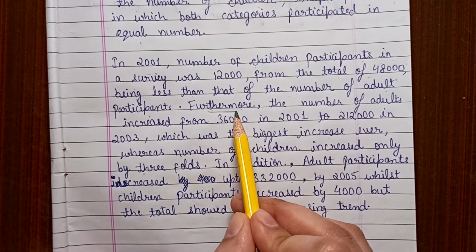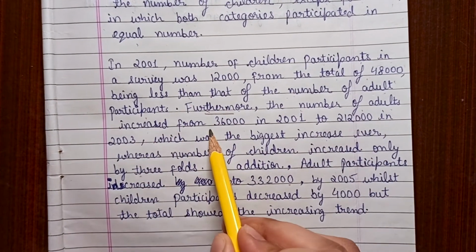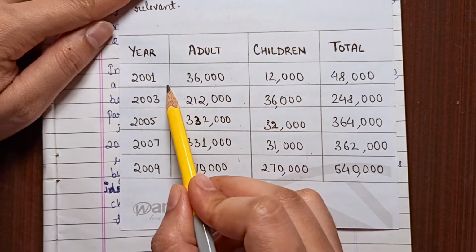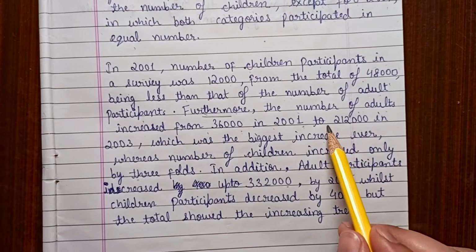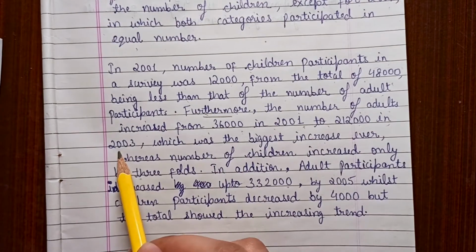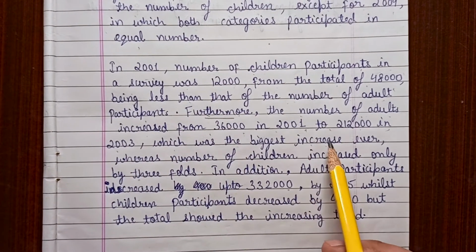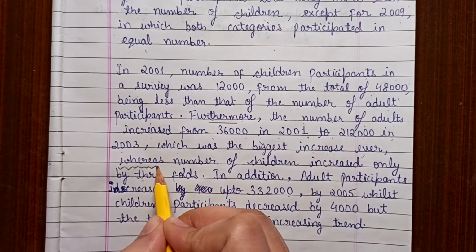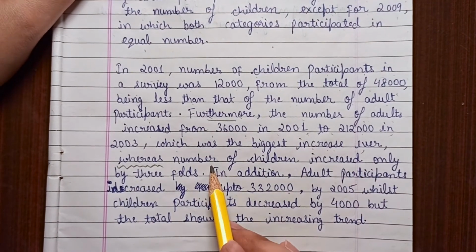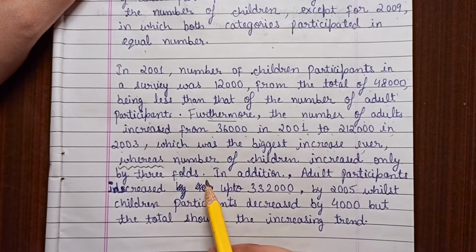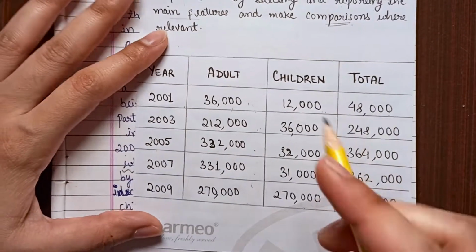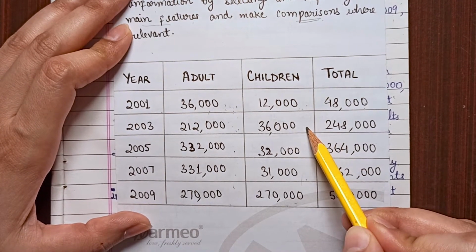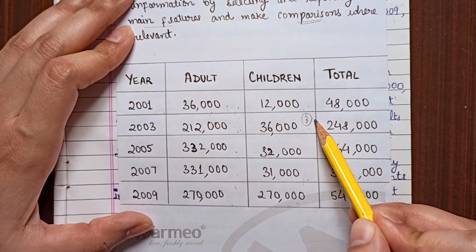Furthermore, this is the connector. The number of adults increased from 36,000 in 2001 to this in 2003, which was the biggest increase ever. Whereas, this is also the comparative term, the number of children increased only by 3 folds. You can see here, this is the very huge difference that we can recognize, and this number increased by just 3 folds.